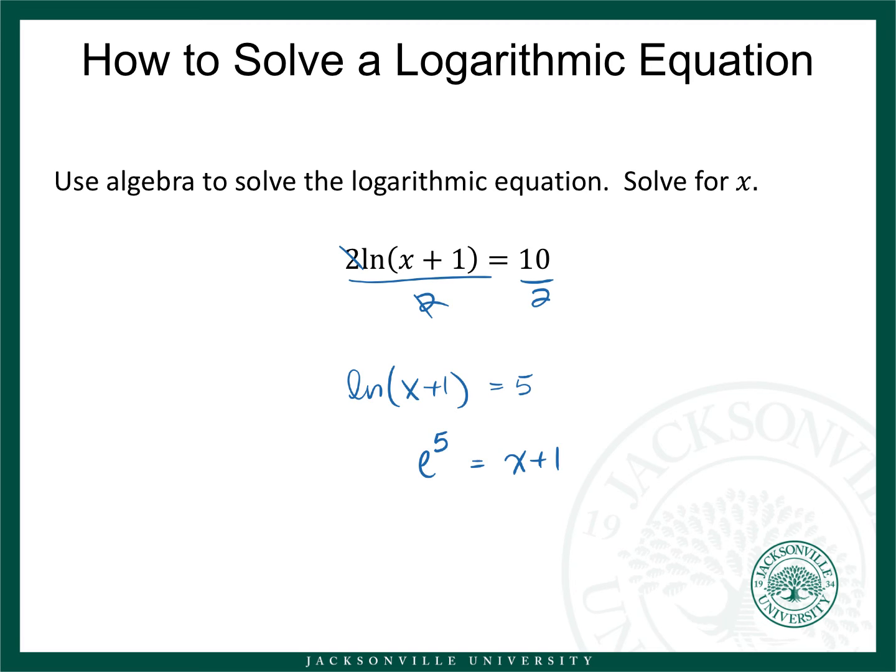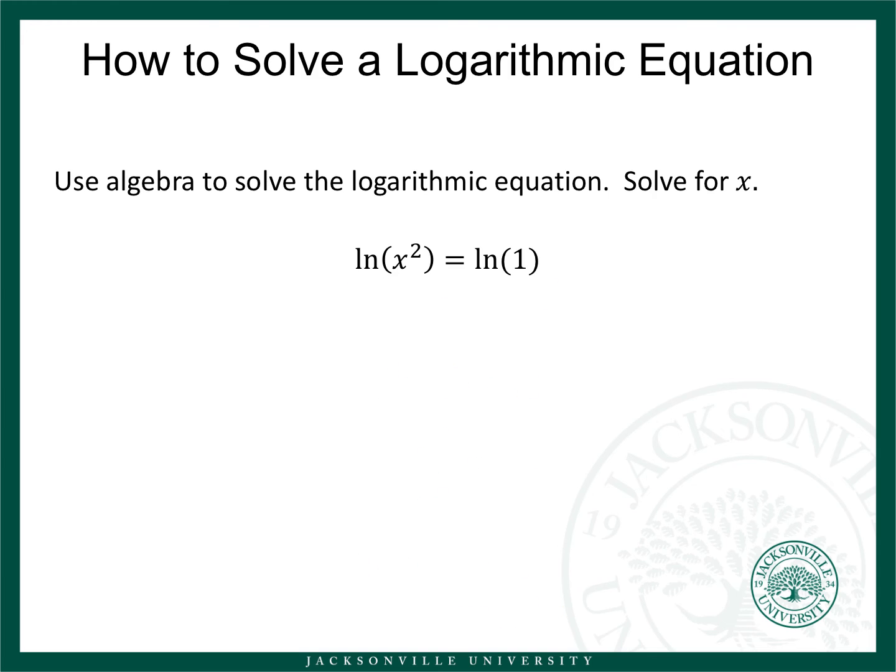So then here, to solve for x, I would subtract 1 from both sides. So e to the fifth minus 1 is equal to x. And again, you can type this into your calculator to get an approximation, and the calculator will give you approximately 147.41. So that's what e to the fifth power minus 1 is equal to.